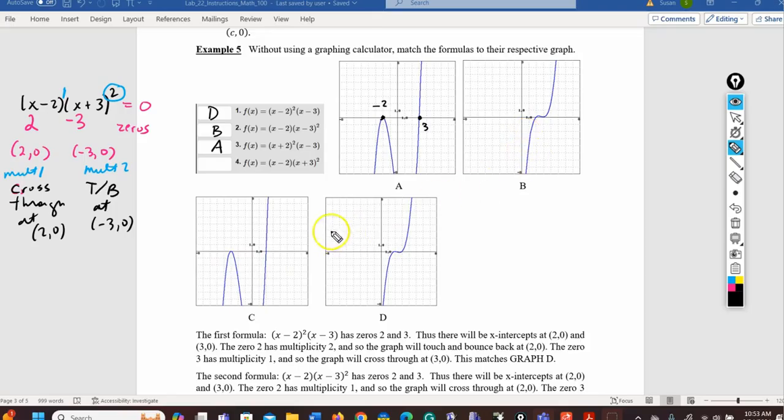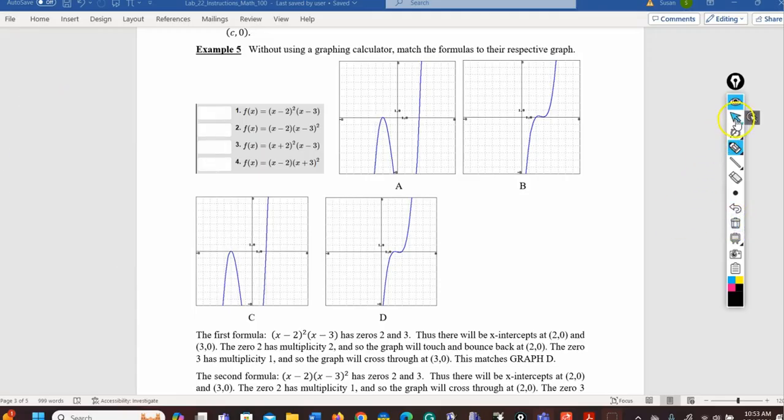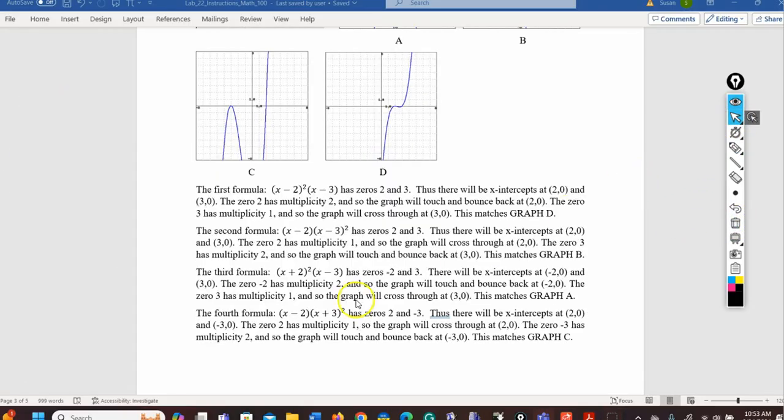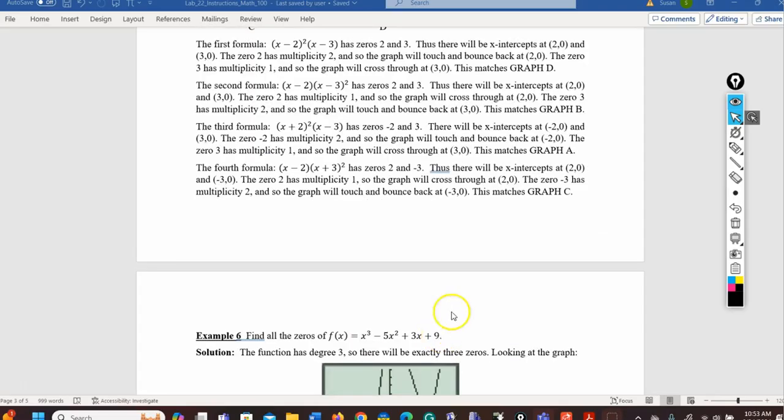So here's negative 3, and it said it would touch and bounce back at negative 3, so that works. And here we have 2, and it crosses through at 2. And so the answer for the last one is C. Okay, so all of that is explained down here in the solutions and which one they match.